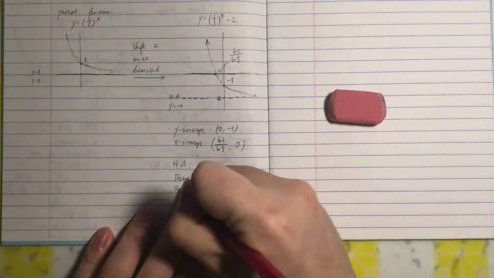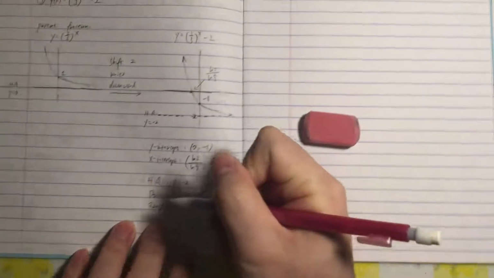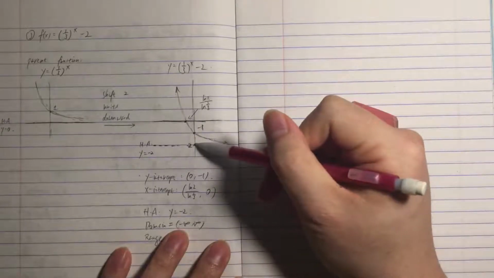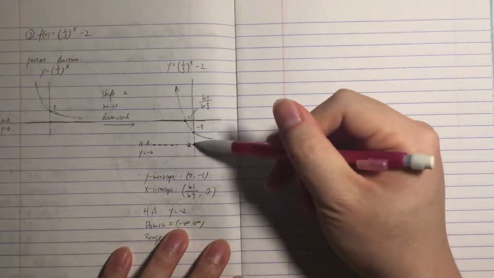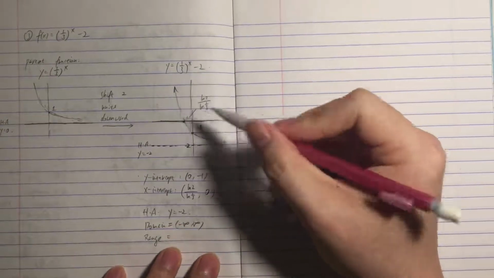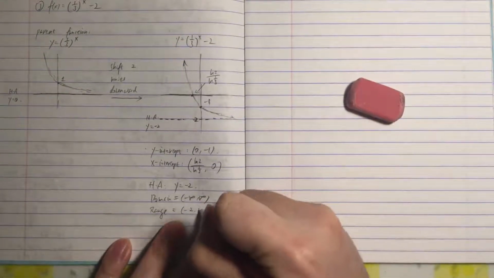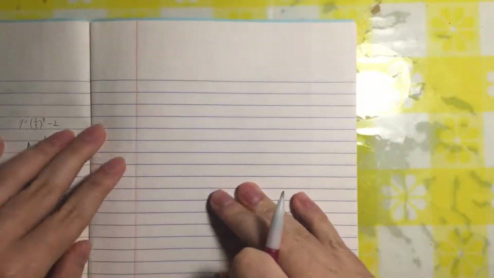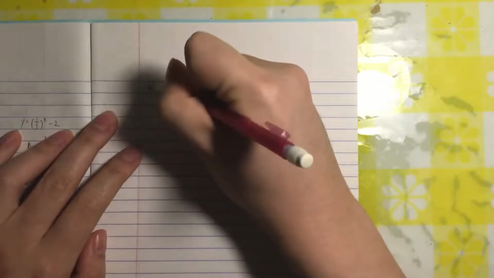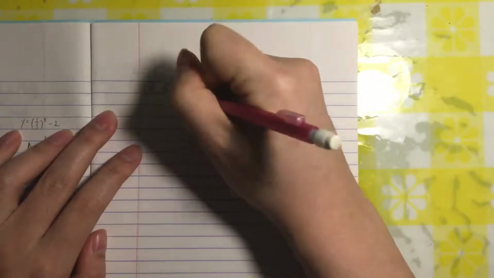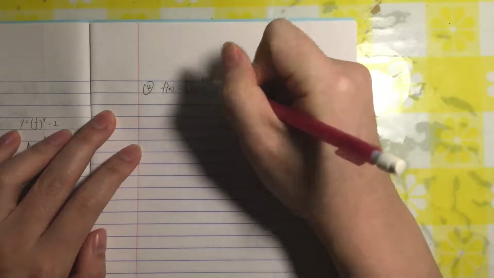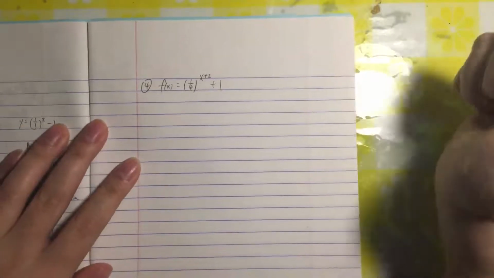What's the range? Since the horizontal asymptote is y equal to -2, the range is from -2 to infinity, the set of all real numbers from -2 to infinity, not including -2. That's the domain and range. Next example. f of x equal to 1/4 to the power of x plus 2, plus 1. How can we graph this function? Let's first of all choose the parent function.